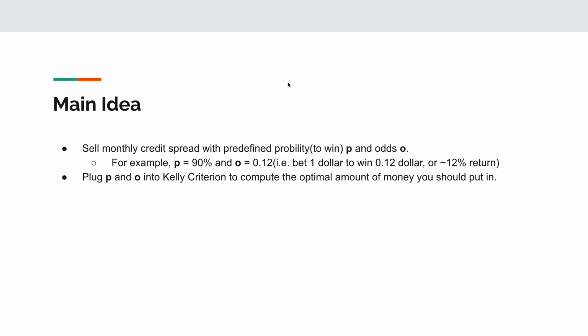The main idea of this strategy is to sell monthly credit spreads with predefined probability and odds. For example, we have a predefined probability to win of 90% and odds equal to 0.12, which means if we bet $1, we are expecting to get $0.12, or roughly a 12% monthly return. And then we plug P and O into Kelly Criterion to compute the optimal money you should put in.